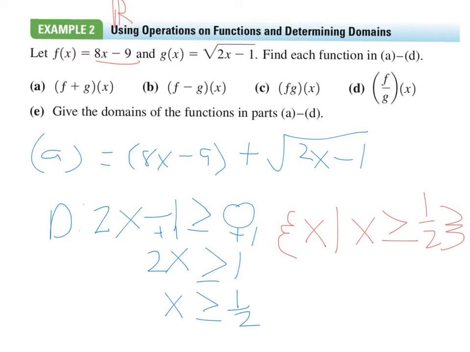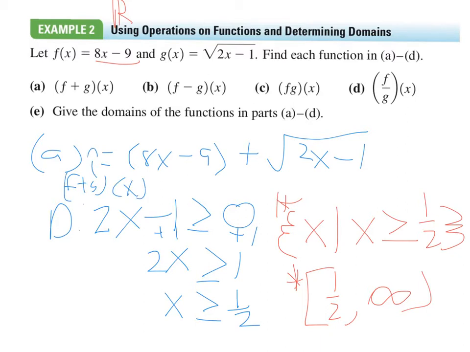You could also write it in interval notation. Since it can be equal to 1/2, it'd be from 1/2 to infinity. You'd put a bracket next to the 1/2 since it can be equal to 1/2. Either way of writing the domain is technically correct. And of course, this part would be rewritten as f plus g of x. That part would go right there.